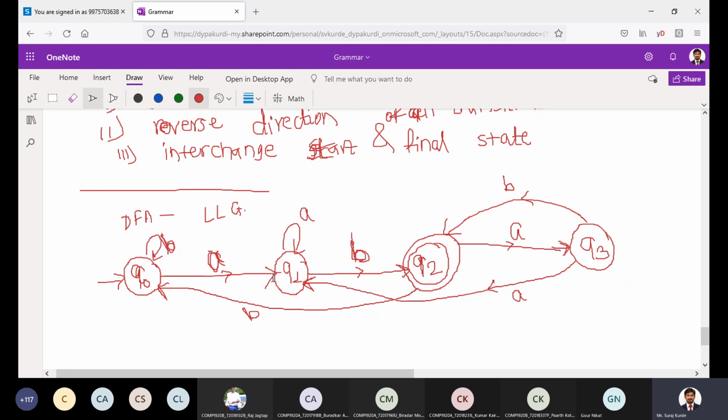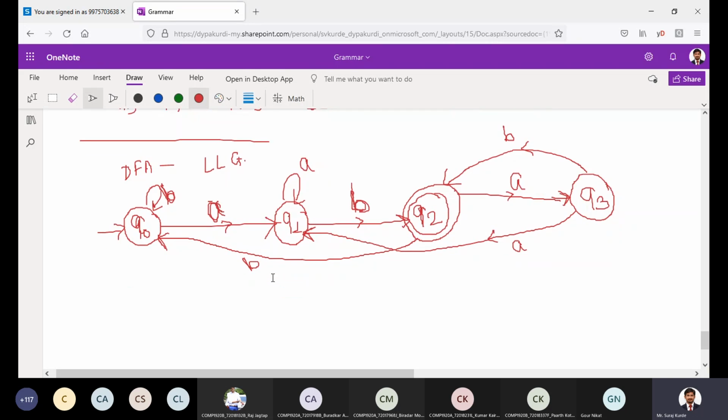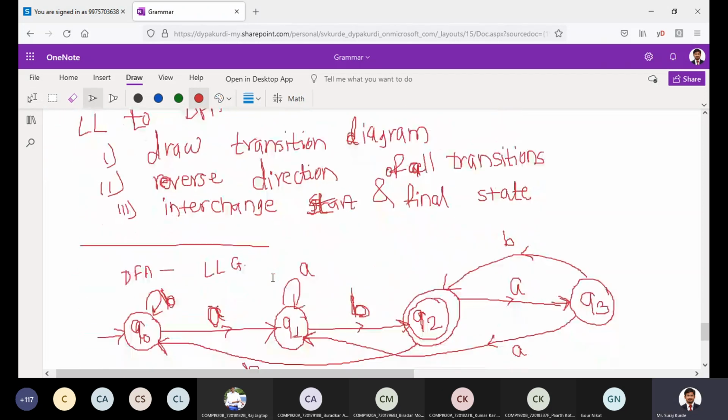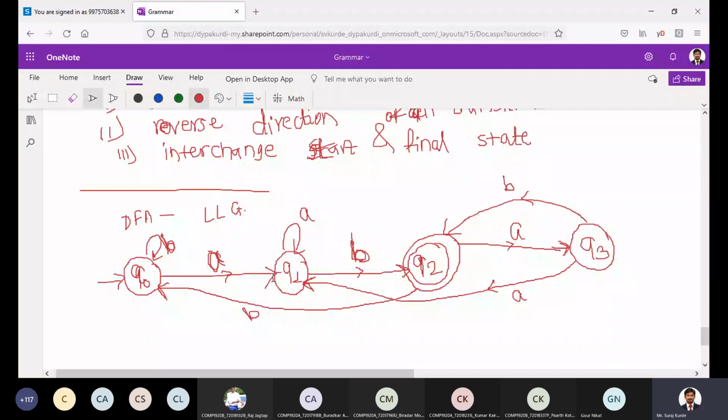Now find out the left linear grammar. This is DFA to left linear. First method: interchange start and final state, reverse directions, and write the production rules in left linear format. So first interchange the final and initial, so Q0 and Q2, interchange them. Reverse all the directions. After reversing all the directions, then write down the production rules.